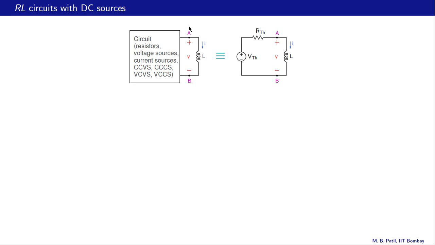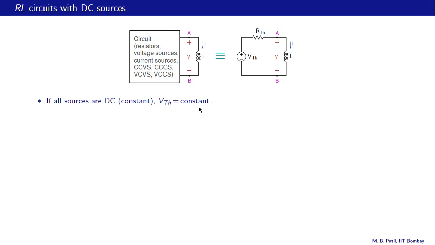Step number 1, we replace this original circuit with its Thevenin equivalent consisting of a voltage source VTH in series with the resistance RTH, and the inductor of course appears as it is. As in the RC circuit case, we will assume that all our sources, these independent voltage sources and independent current sources, are DC, that means they are constant, and therefore this VTH is going to be a constant.